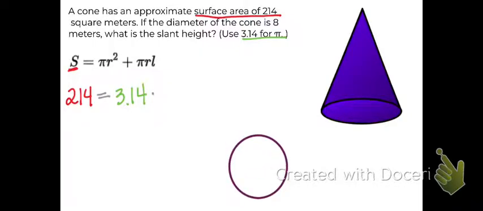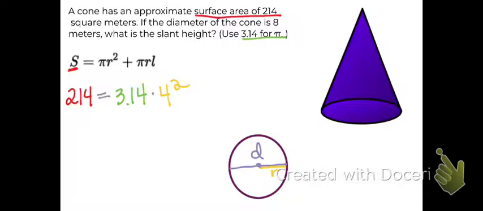Remember, when you're given a circle, the diameter is the distance from one side through the middle to the other side. This is the diameter. But the radius is just the distance from the center to the other side. So the radius is half of the diameter. So in this case, the diameter is 8, so the radius is 4. So I'm going to put 4 squared.